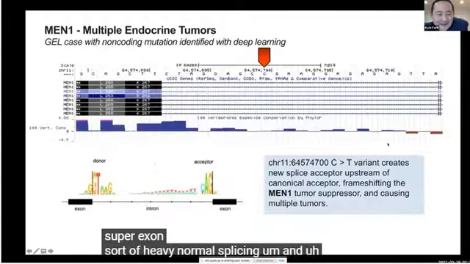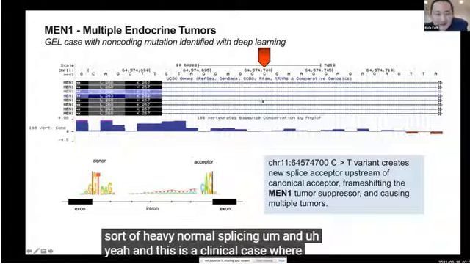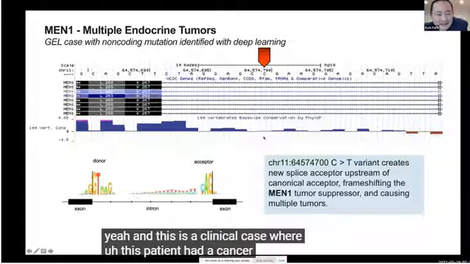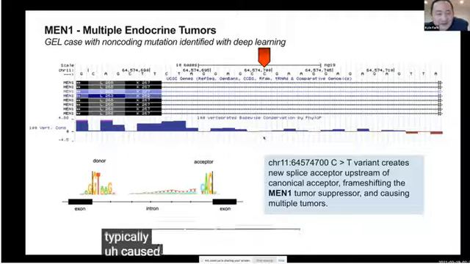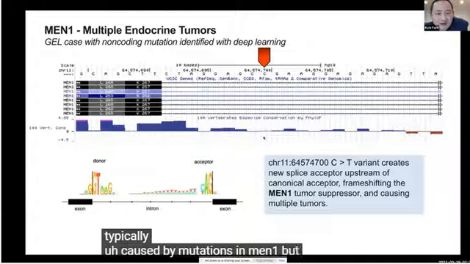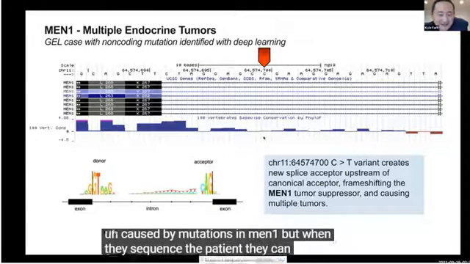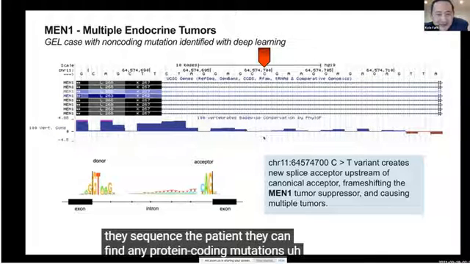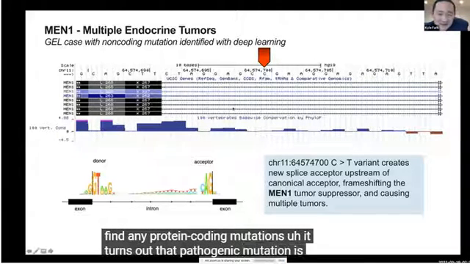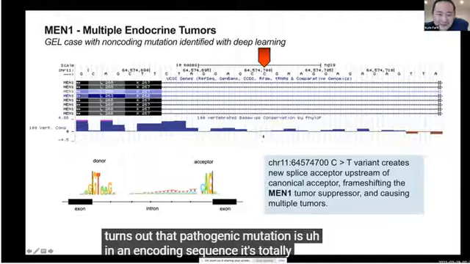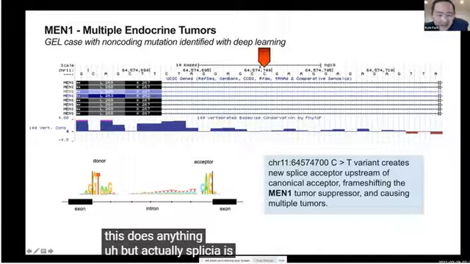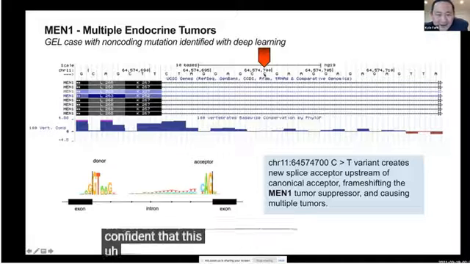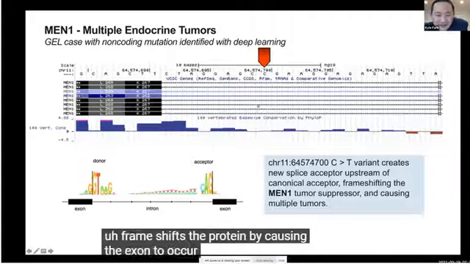And this is a clinical case where this patient had cancer in multiple organs. This is typically caused by mutations in MEN1. But when they sequenced the patient, they couldn't find any protein coding mutations. It turns out that the pathogenic mutation is in a non-coding sequence. It's totally non-conserved. No one would guess that this does anything. But actually, SpliceAI is completely confident that this frameshifts the protein by causing the exon to occur too early.